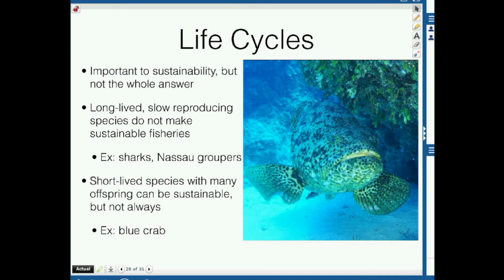Short-lived species that have lots and lots of babies can be sustainable, but not always. So a blue crab is a fairly sustainable fishery. They have lots of babies. They're all over the place. But for example, I think I mentioned this in another session, scallops actually die after they have babies. And so once they've laid their eggs or released their gametes, they die.